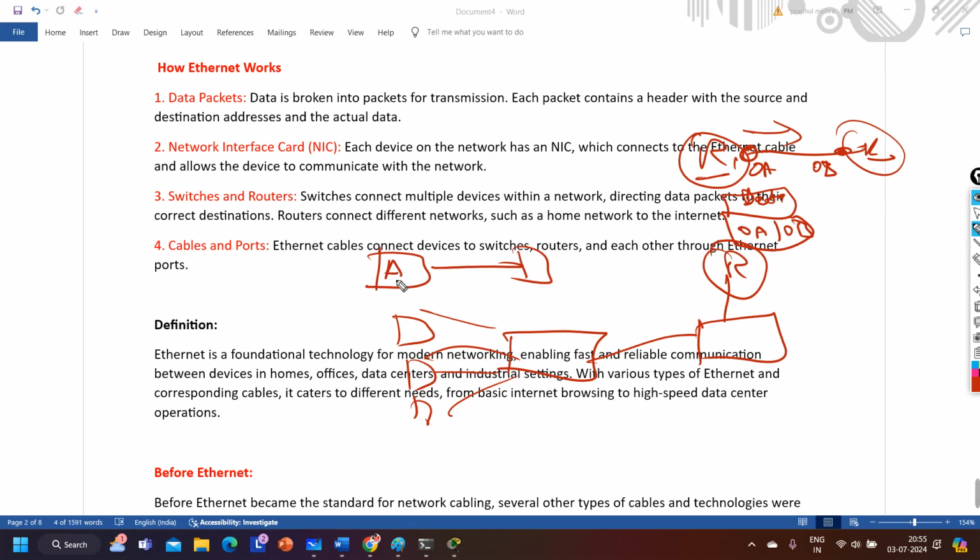In the same way, if two PCs, PCA with MAC address A and PCB with MAC address B. If PCA wants to send some data to PCB, the PC will generate data and Ethernet is going to add the source MAC and destination MAC. Right?